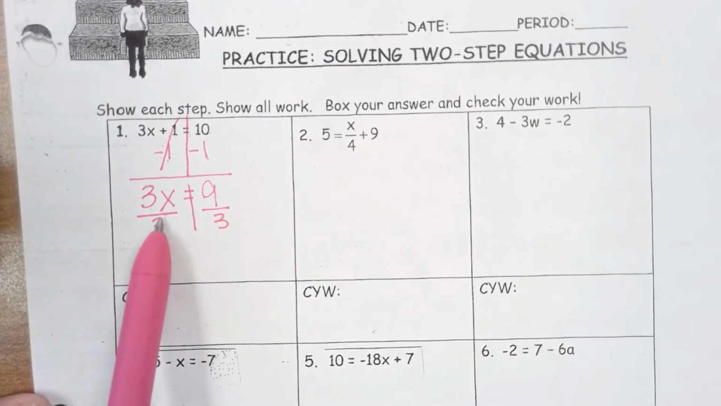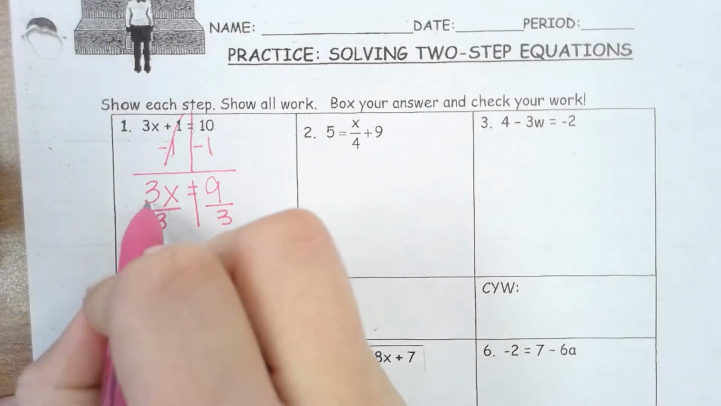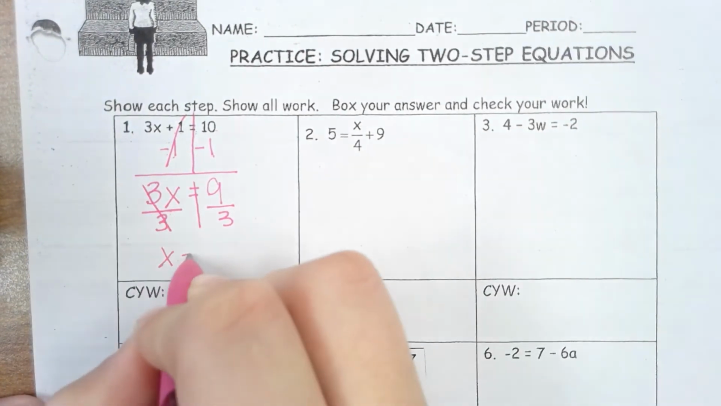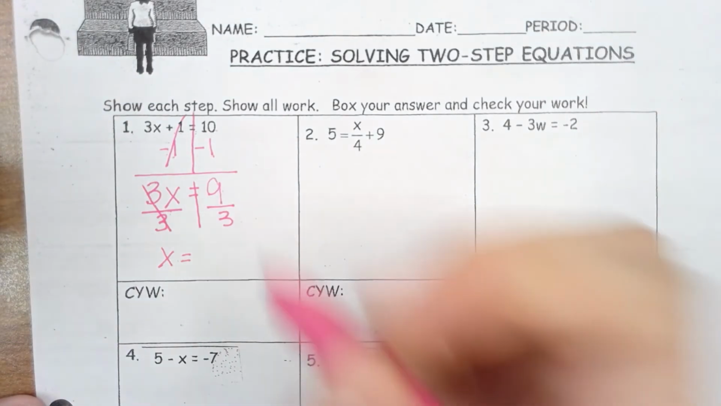So I'm showing you dividing by 3 on both sides. So 3 divided by 3 is 1, so these will cancel. We're left with x equals, and then 9 divided by 3 gives us 3.